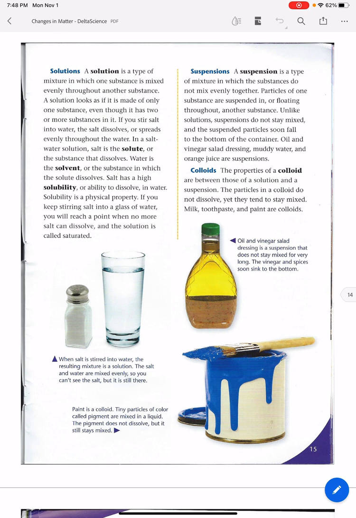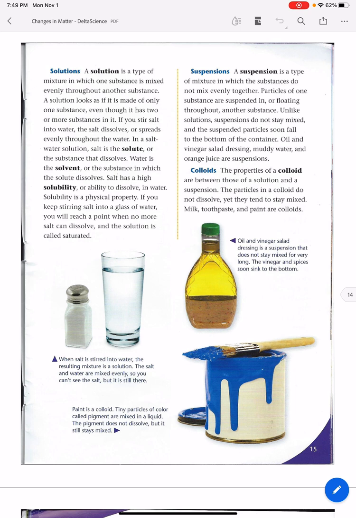Colloids. The properties of a colloid are between those of a solution and a suspension. The particles in a colloid do not dissolve, yet they tend to stay mixed. Milk, toothpaste, and paint are colloids.